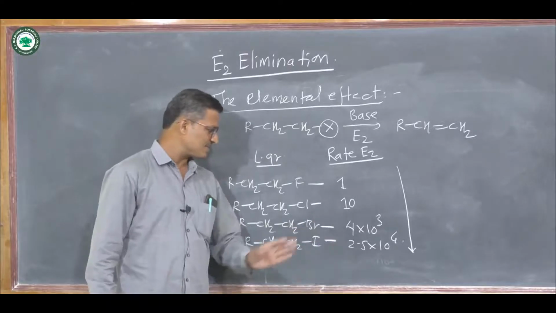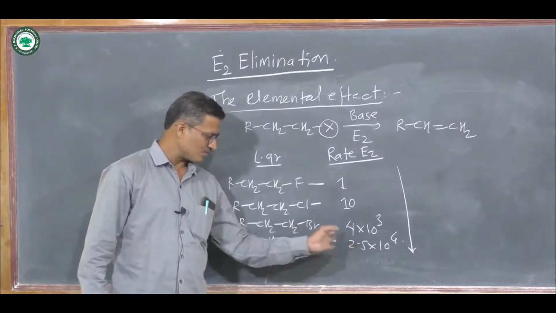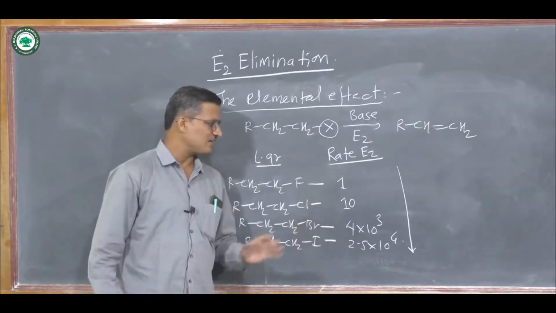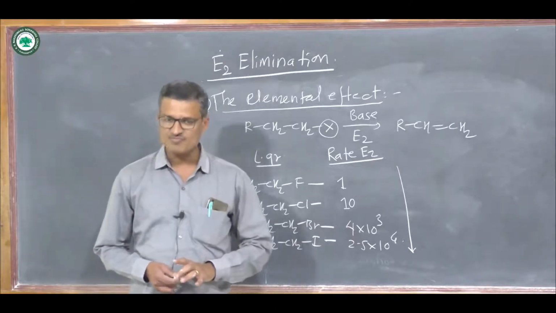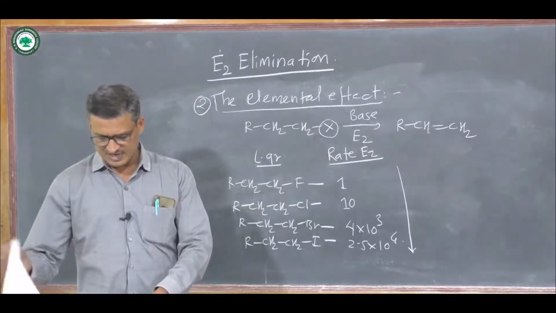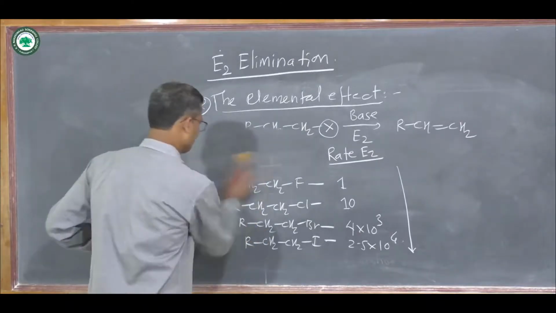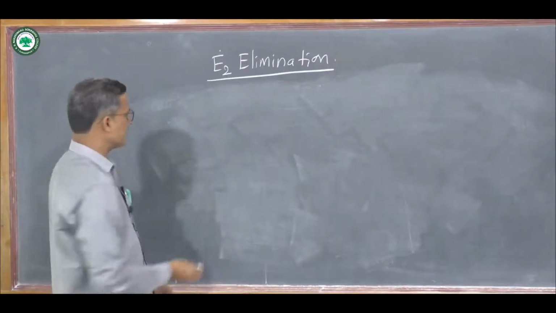So we remember that when you take a good leaving group, the rate is more. When you take a bad leaving group, the rate is less. It indicates that the bond between the alpha carbon and the leaving group breaks in a slow step. Then you take the next point, the absence of hydrogen exchange. This is the last evidence, the third one, the absence of hydrogen exchange.